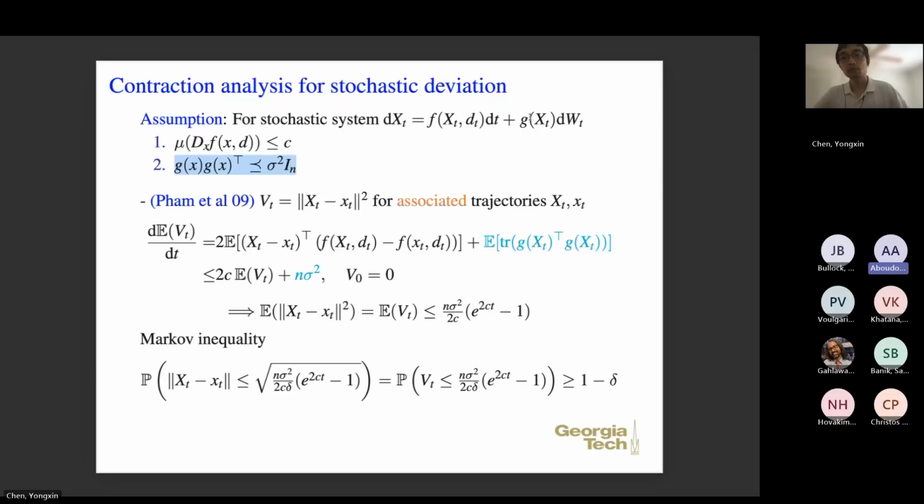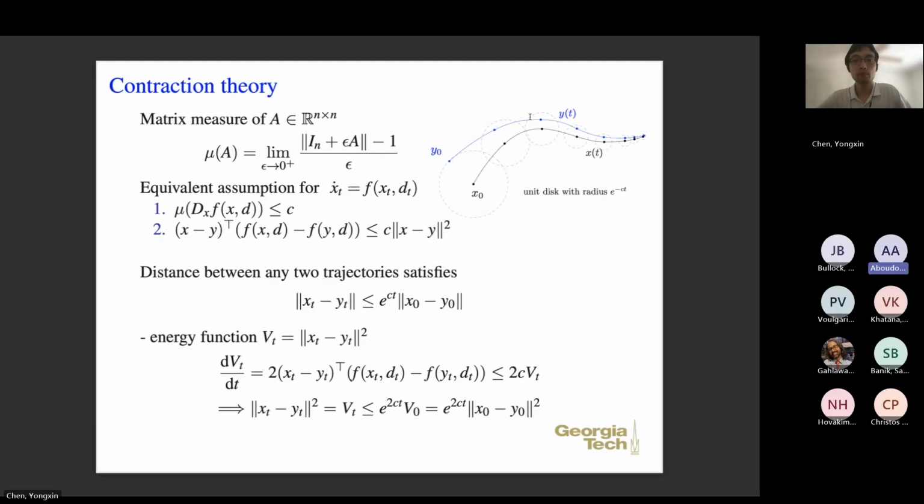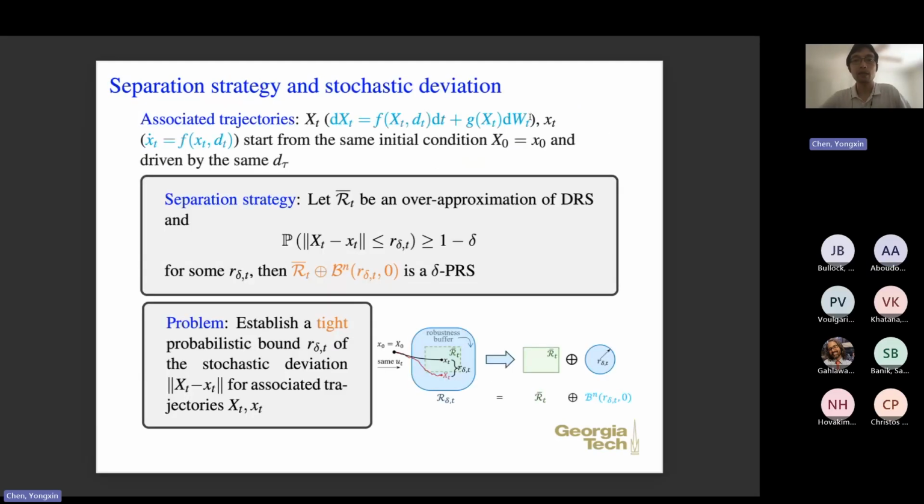Regarding the separation strategy, does it work in this case if you have a disturbance in the function g? Yeah, I think it works, because this separation strategy only tries to bound the distance between this one and this one for a given initial condition and the same dt. So as long as this is small enough, as long as this is bounded, whether this depends on dt or other things doesn't matter. This part is the same as this, so they are still going to be close to each other.